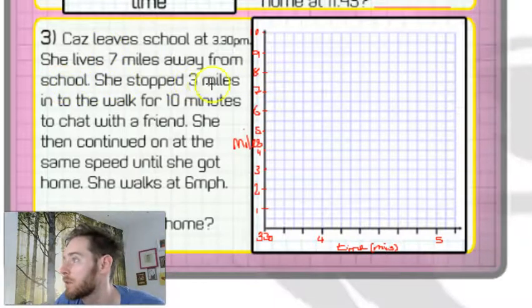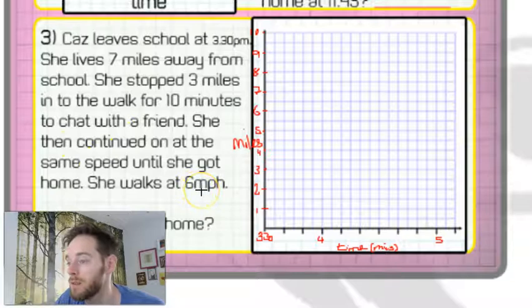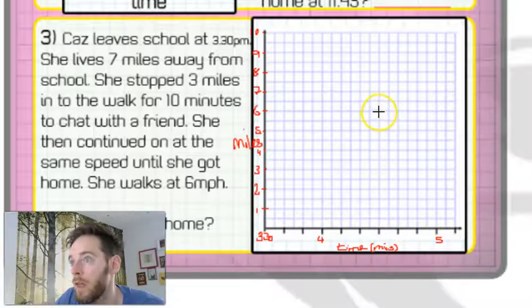So, leaving at 3:30, she stopped 3 miles into the walk for 10 minutes to chat with a friend. She then continued on at the same speed. She walks at 6 miles an hour, so she can walk 6 miles every single hour. Now, if we went from 3:30 to 4:30, she would be able to go 6 miles, which is there. That's where she'd be able to get to if she walked at constant speed.